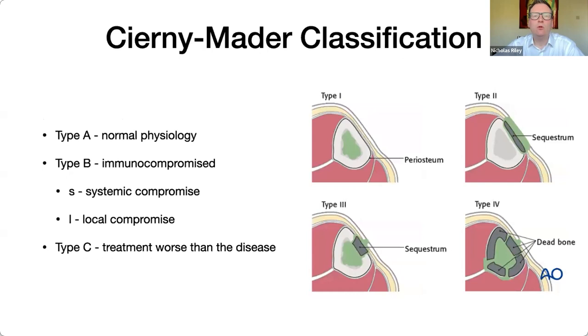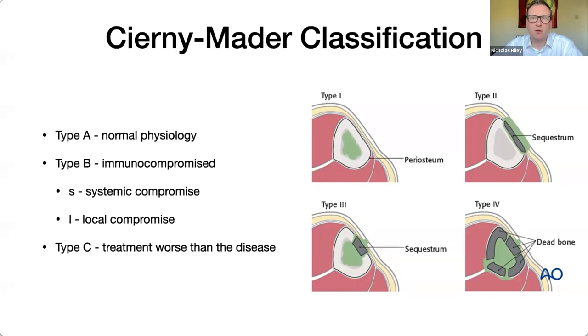Generally, osteomyelitis is classified using the Cierny-Mader classification. And there's two parts to the classification, types A, B, and C. These are relevant to how the patient is, host factors, whether they have normal physiology or whether they either have systemic or localized immunocompromised issues. The type C host is often very unwell, and the treatment of the bone infection is often worse than living with the disease. We then look at the anatomical site.